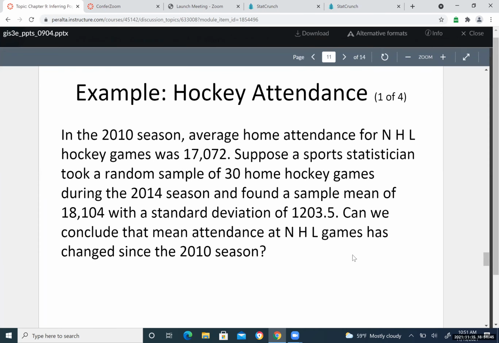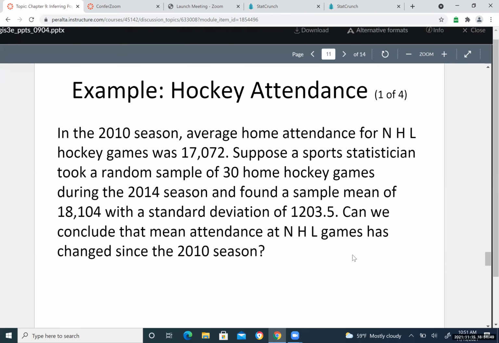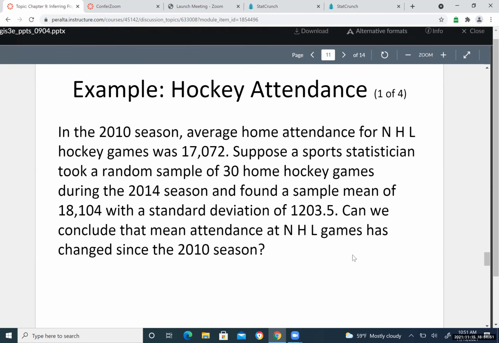Okay, so another example, hockey attendance. So right here, let's read over all of this to see what happened. Then you can practice doing it on your own a bit. Or you can pause my lecture and do it by yourself and then check back.